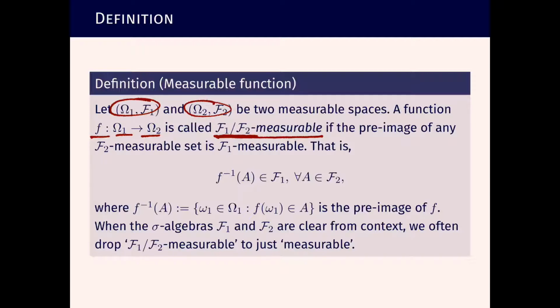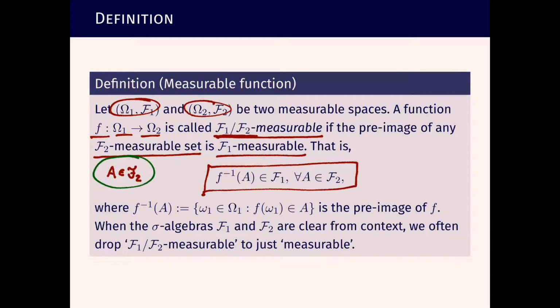If the preimage of any F2 measurable set, what is an F2 measurable set? It is just a set which is in this sigma algebra. So the preimage of any F2 measurable set must be F1 measurable. Yeah? So that's what is written in this equation.